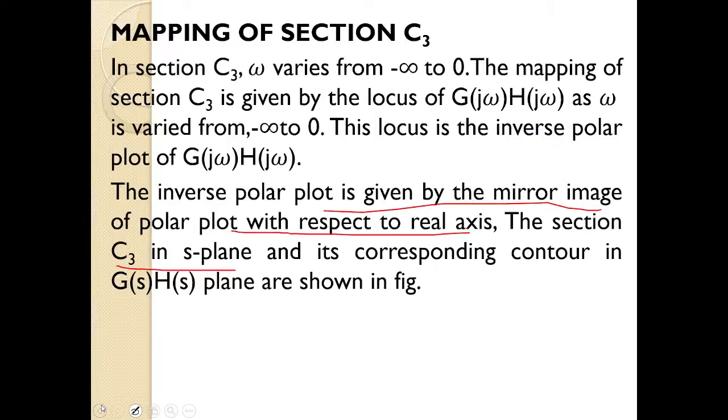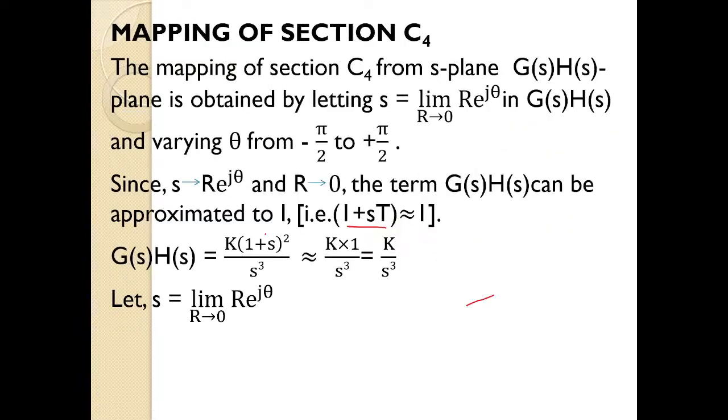So, C4 section. We know what is our G of S H of S: k into 1 plus S whole square by S cube. So instead of 1 plus S, write 1. 1 square you will get 1, k into 1 by S cube. So k by S cube you will get. So what is G of S H of S? K by S cube. What about S? S is limit R tends to 0, R e power j theta. Write it down.